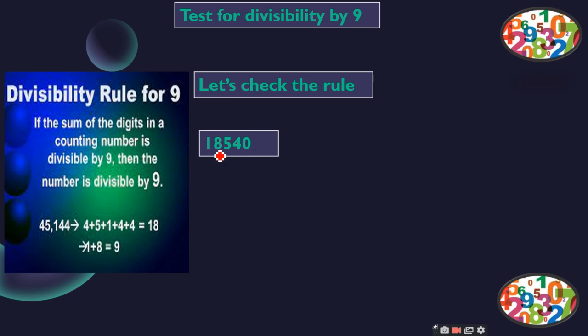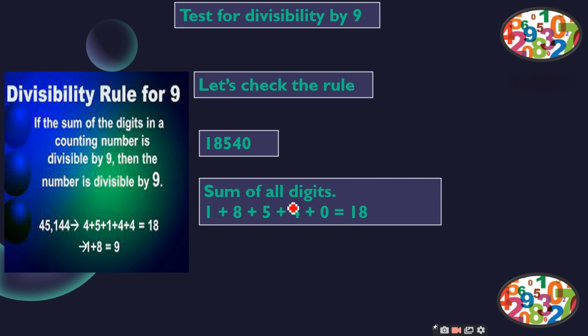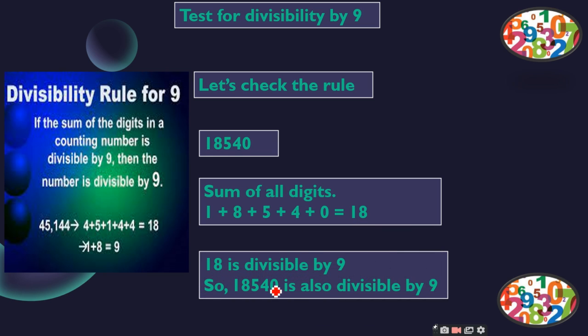Here we have a number 18540. According to the rule, we have to do the sum of all digits. So 1 plus 8, 9. 9 plus 5, 14. And now we have 4. So 14 plus 4, 18. 18 plus 0, 18. 18 is divisible by 9. So 18540 is also divisible by 9.